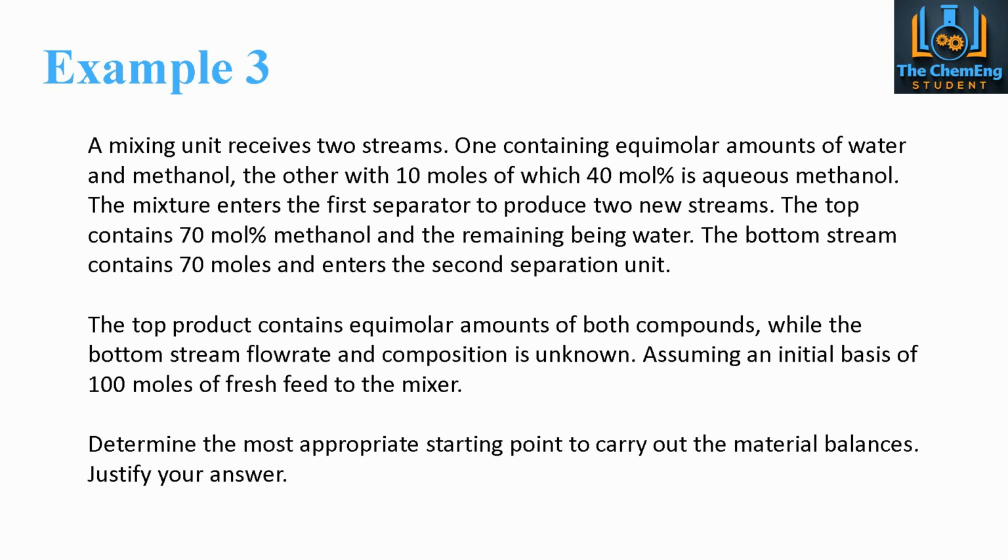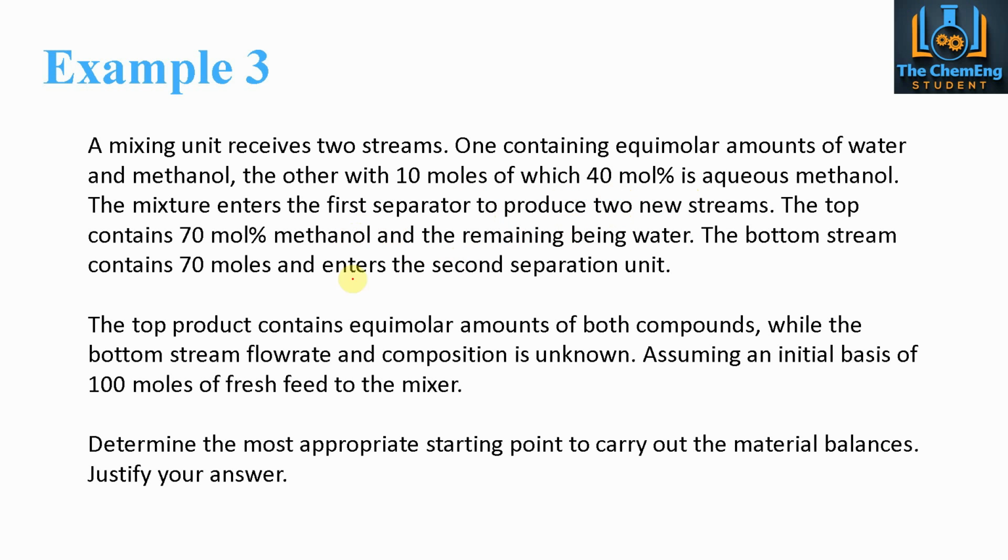So example 3 gives us a mixing unit that receives two streams, one that contains equimolar amounts of water and methanol. The other has 10 moles, of which 40 mole% is aqueous methanol. So that means the other amount will be 60% water. Now the mixture enters the first separator to produce two new streams. The top product contains 70 mole% methanol and the remainder is water.